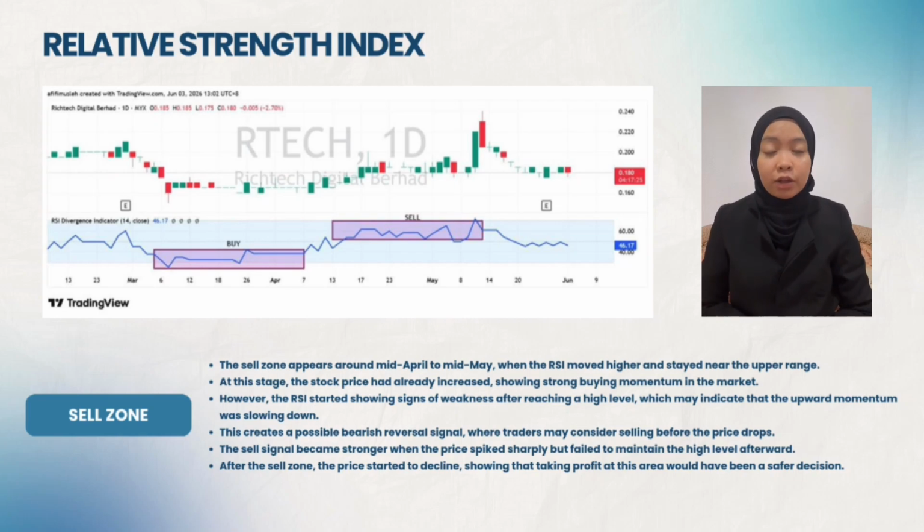This means the stock is currently showing weak buying momentum, but it is not yet oversold. Because of this, my decision would be to hold for now. It is not a strong buy because the RSI has not moved above 50 yet. At the same time, it is also not a clear sell unless the price breaks below its support level.